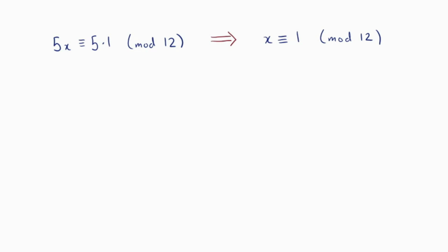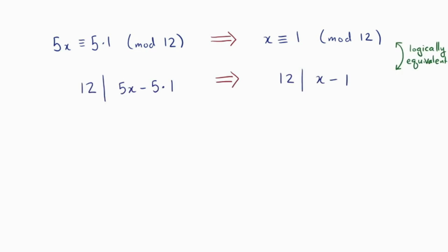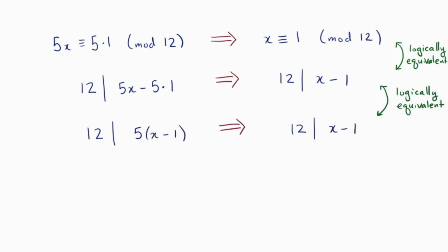So the GCD and coprimality is something about the divisibility relationship between integers. So let's rewrite the mod notation here in terms of divisibility to take a closer look at this cancellation fact. That fact we had on the screen is logically equivalent to the following: if 12 divides the difference between 5x and 5 times 1, then 12 divides the difference between x and 1. Let's factor a little bit and rewrite this again with something logically equivalent. 12 divides 5 times (x minus 1) implies that 12 divides x minus 1 itself.